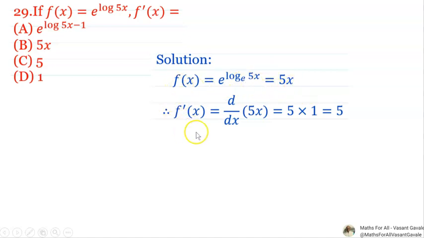Therefore, f dash of x is equal to the d/dx of 5x. त्यात x चा डेरिव्हेटिव्ह किती येणार तर 1 येणार. 1 into 5, you will get here 5. Therefore, f dash of x is equal to 5 and hence the option C is the correct one. Okay. Now the next question.